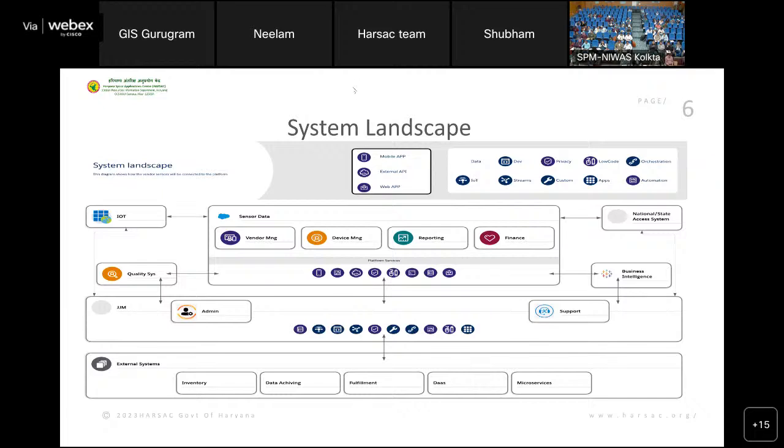The major role of this application would be in terms of financial movement: billing of the vendors, payment of the vendors, device management, and reporting. This application would be able to connect to national level and state level systems.